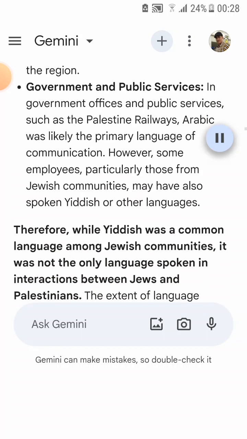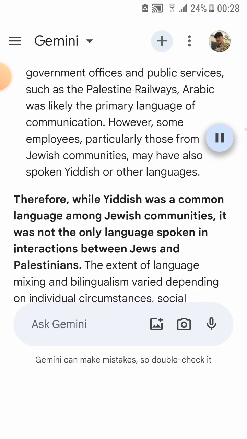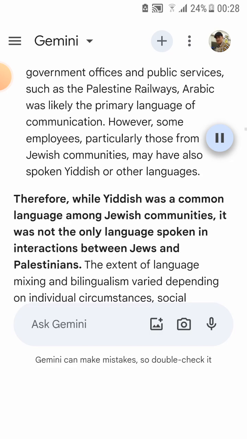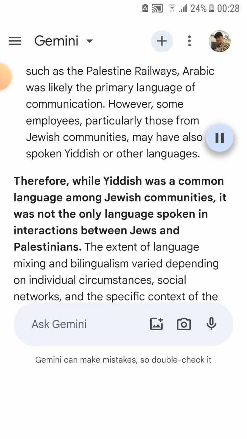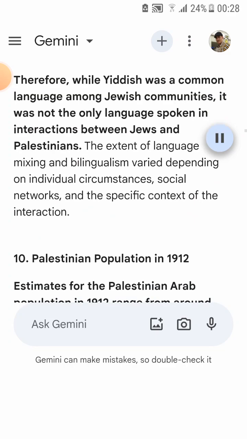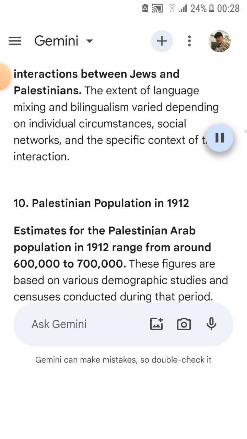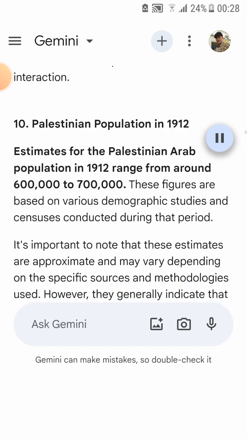Government and public services. In government offices and public services, such as the Palestine Railways, Arabic was likely the primary language of communication. However, some employees, particularly those from Jewish communities, may have also spoken Yiddish or other languages. Therefore, while Yiddish was a common language among Jewish communities, it was not the only language spoken in interactions between Jews and Palestinians. The extent of language mixing and bilingualism varied depending on individual circumstances, social networks, and the specific context of the interaction.